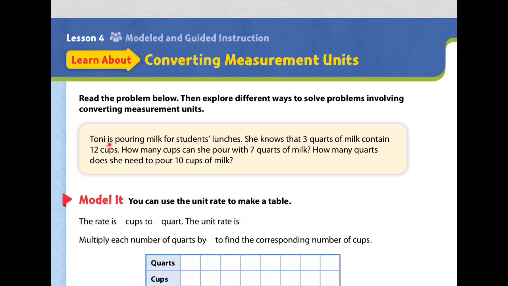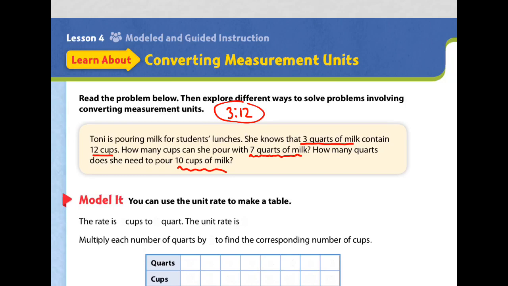It says, Tony is pouring milk for students' lunches. She knows that 3 quarts of milk contain 12 cups. I'm going to underline that because that's my ratio. 3 quarts of milk contain 12 cups. 3 to 12. How many cups can she pour with 7 quarts? That's one question we have to answer. How many quarts does she need to pour 10 cups? We're going to answer both of those questions using the ratio 3 quarts of milk to 12 cups of milk.